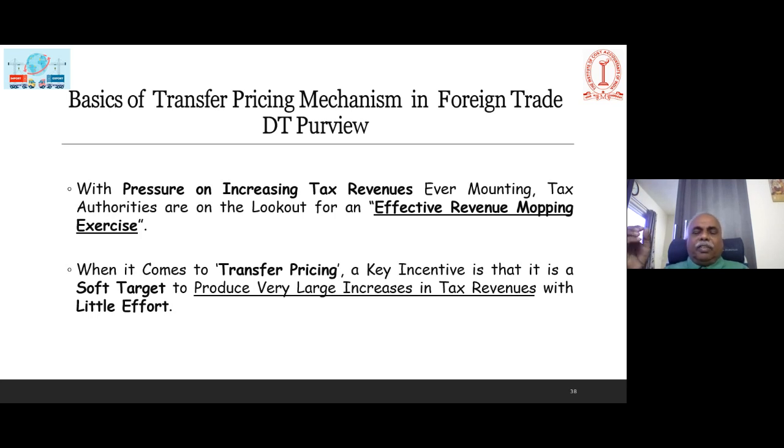When it comes to transfer pricing, the key incentive is that a soft target produces a very large increase in tax revenue with little effort. Once I have verified the transfer price is correct, then automatically I need not bother. If not correct, I will adjust the transfer pricing accordingly. The tax I can get. With a small effort by the government, they are increasing the revenue. That is the aim of the transfer price mechanism in foreign trade, particularly under the DT purview.